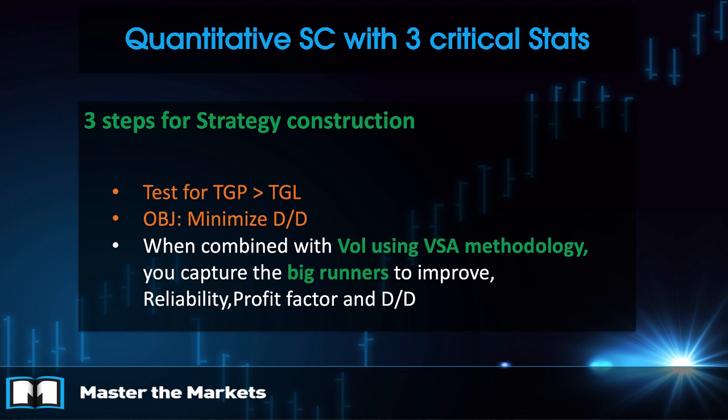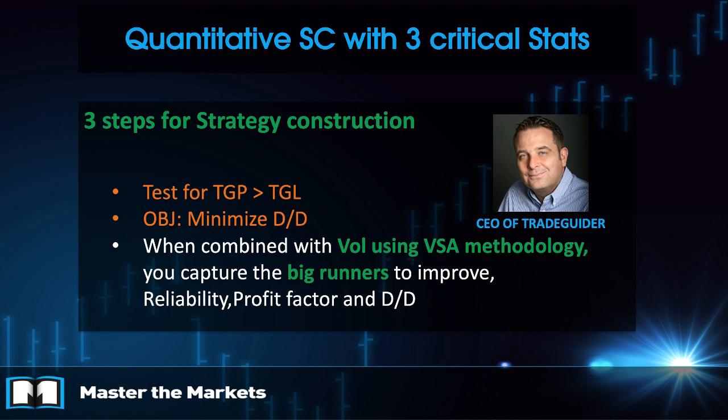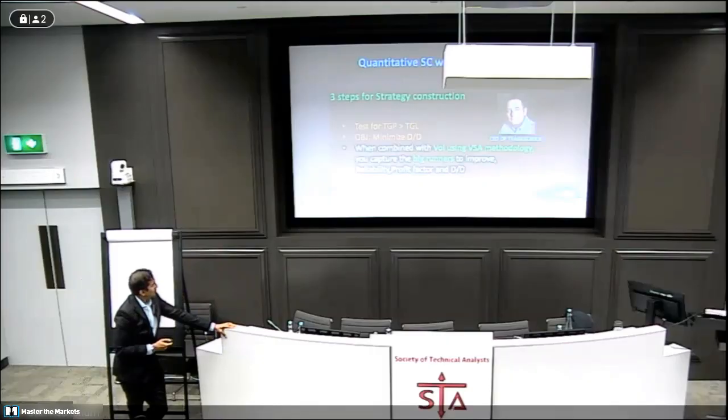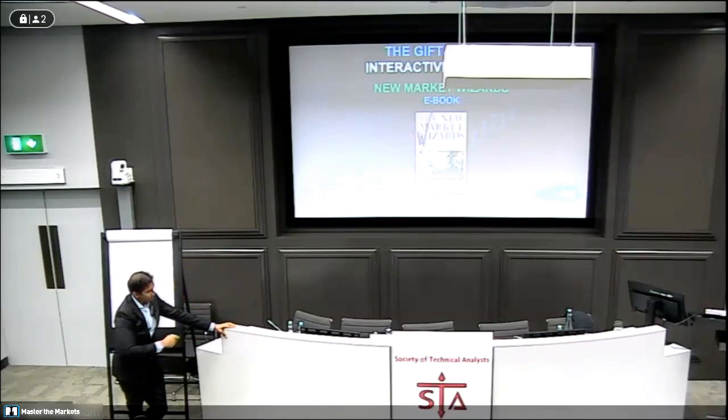But when you combine the volume, we can select those runners better, which can run a much larger distance. That's the whole idea. And that's where your reliability, profit factor, and drawdown all improve, which we found in all our testing. And that's Gavin Dyer. You guys can talk to him as well later on during the drinks, more on that.